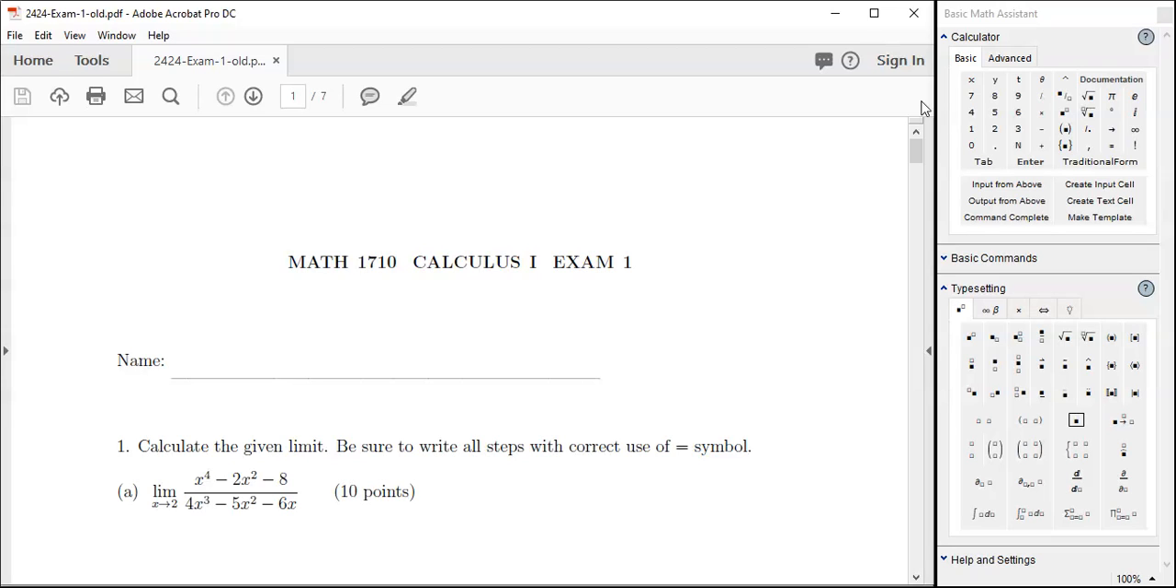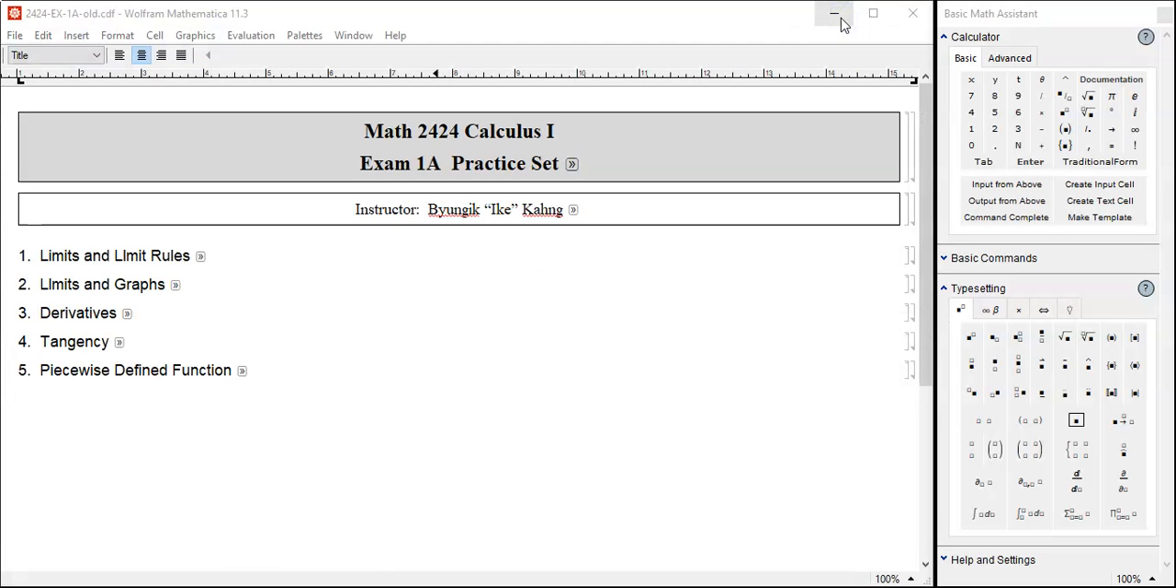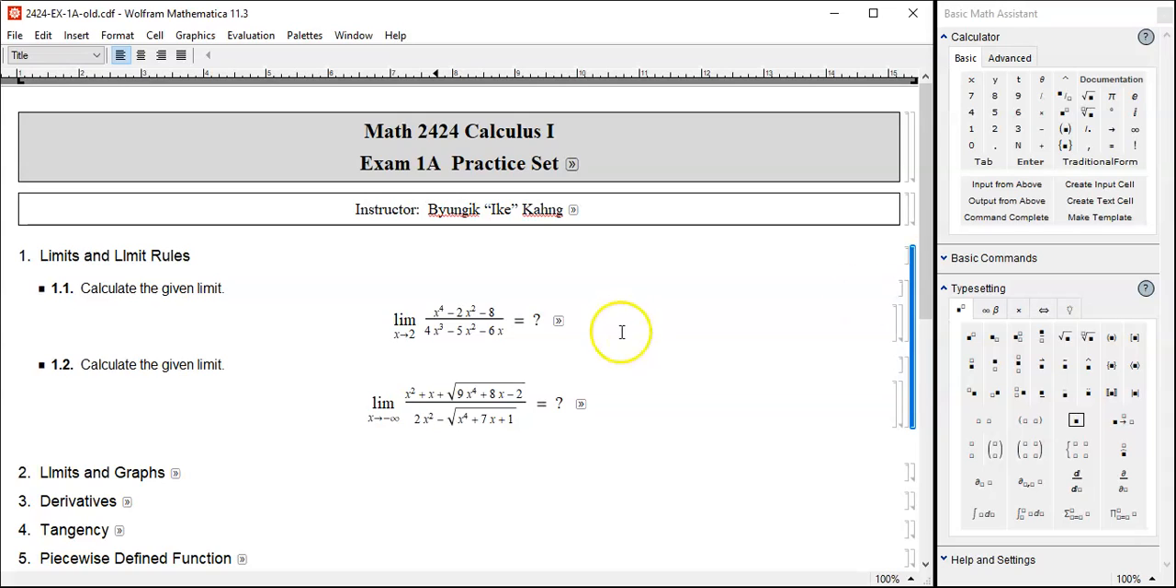For example, limit computation problems and derivative computation problems don't go anywhere, so they will have to come back. Okay, let's go to my notebook and let's study those.